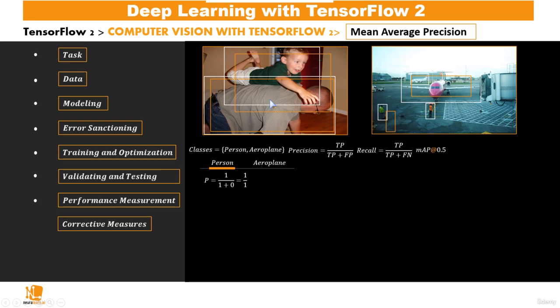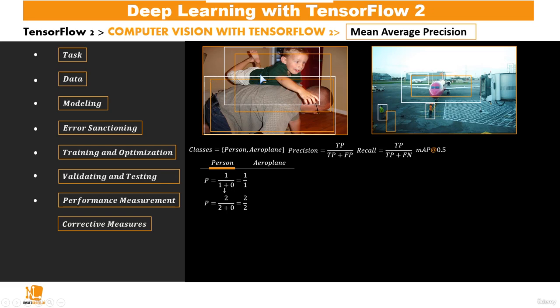For this first prediction, we have a precision of 1 divided by 1. The reason is that it is a true positive, and the false positives for now equal 0, because supposing this is our only prediction and this is the actual box here, clearly the IOU between this predicted and this actual is greater than 0.5. So this is a true positive, and for now there is no false positive, so we have a precision of 1.